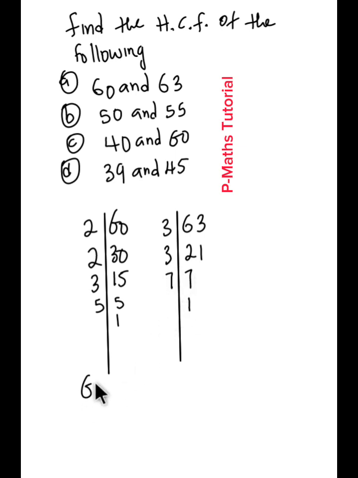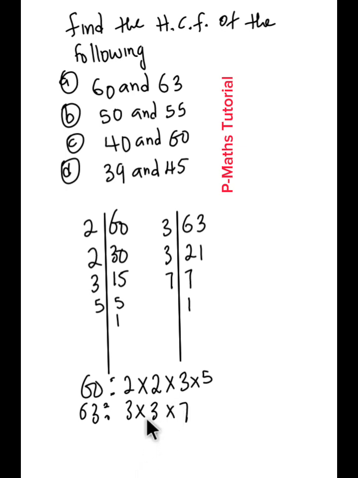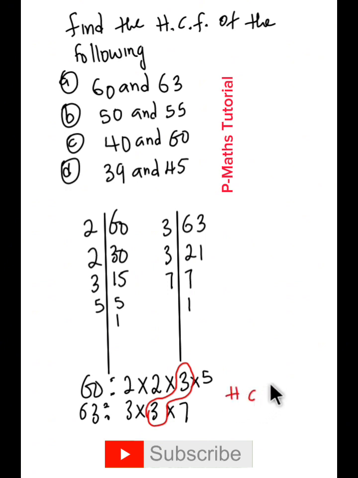Then we list out the factors that divided 60, which are 2 times 2 times 3 times 5. Then for 63, we have 3 times 3 times 7. Then the next thing we do is to get the numbers that appeared in 60 and in 63. That is just 3. 3 appeared here and here just once. Therefore, the HCF is 3.